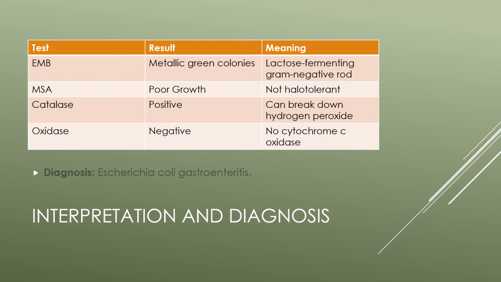For the interpretation and diagnosis, putting it all together, the EMB growth confirmed a gram-negative lactose fermenter, the lack of growth on MSA showed it's not halotolerant, and the catalase and oxidase reactions confirmed typical E. coli enzyme activity. Based on the results, the final diagnosis was Escherichia coli, or E. coli, gastroenteritis.